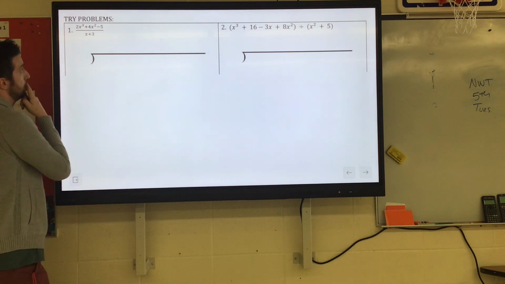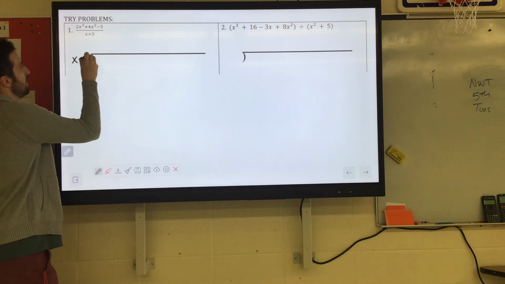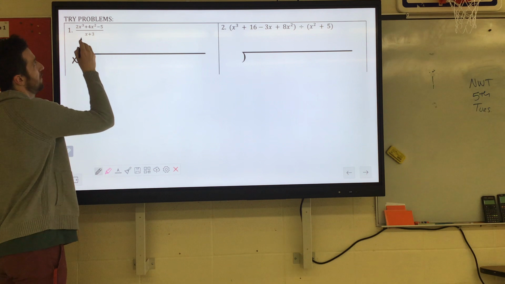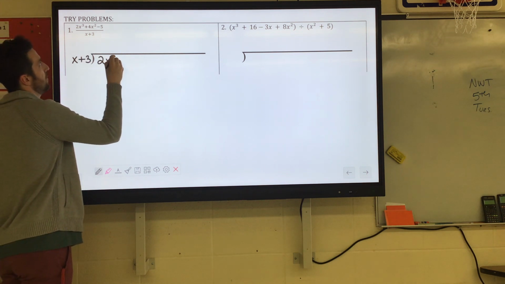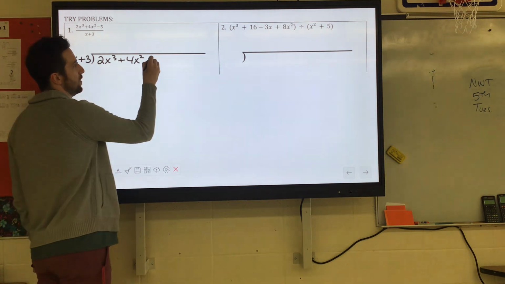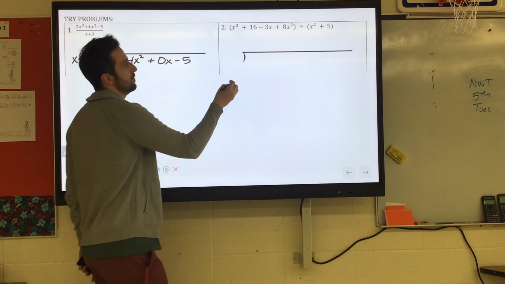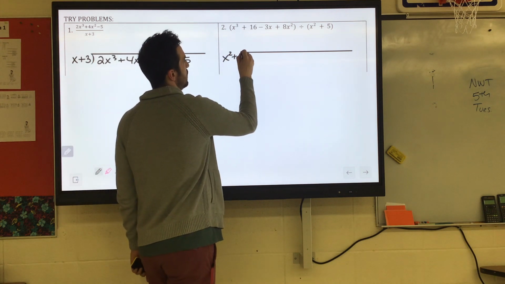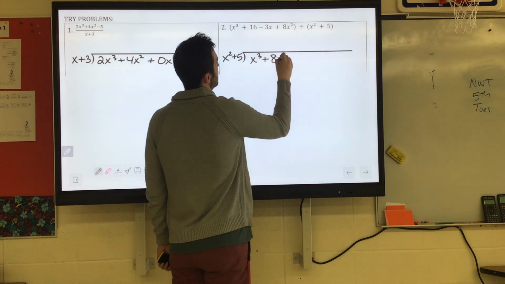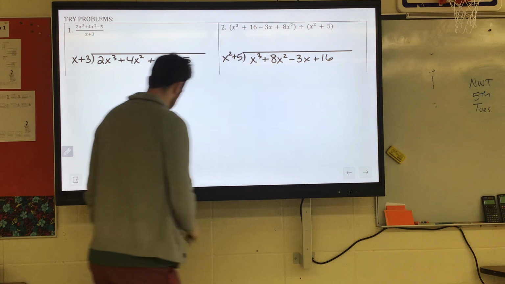All right, let's see here. Ooh, a little bit of trickery with the, we're going to have 2x to the third. We got the 4x squared. We have 0 regular x's. You better put a placeholder there. Then we have our minus 5. Over here, let's see, x squared plus 5, x to the third plus 8x to the second minus 3x plus 16. All right.